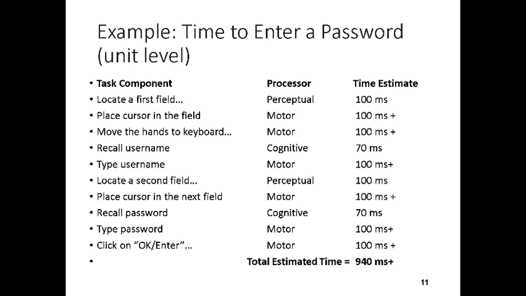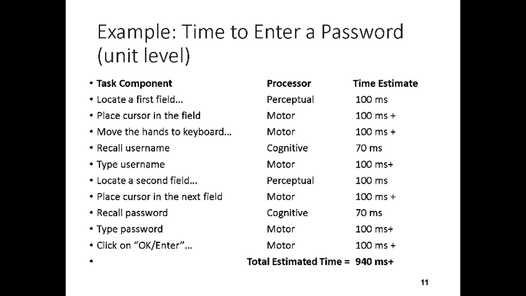Let's continue going through a few steps. When you're locating a field, you're perceiving information, right? So that's perceptual. When you place a cursor in a field, that's a motor response. You're moving your mouse over. Now when you recall your username, that's a cognitive response. You give time estimates for each step in the far right column. All you need to do is give a rough estimate. These are based on, like I mentioned, the model human processor. And of course there are deviations. Maybe your keyboard is very small, or your username is very long, or your password is very long. These will all affect the overall time.